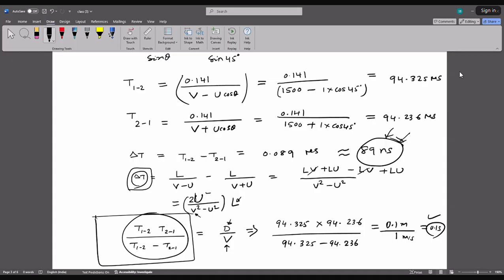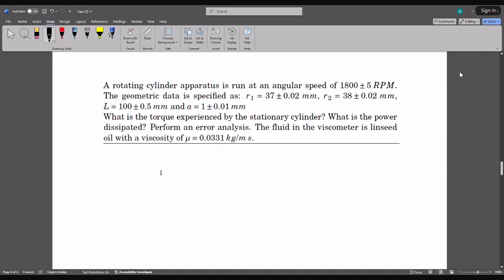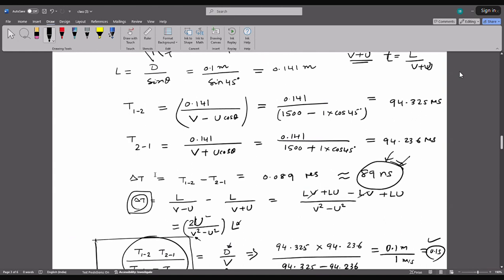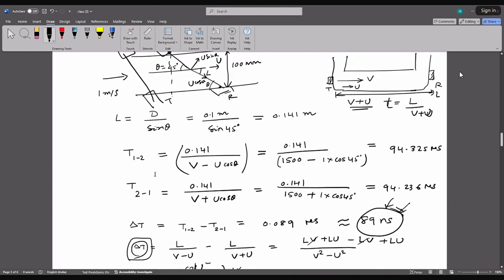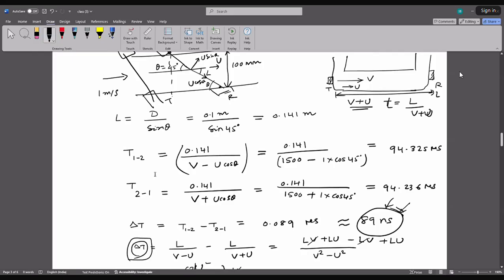Okay, so if you are okay with this, now I will move on to the next question, which is on viscosity measurement. Just a query in the previous question, sir. In the second derivation, where we have measured delta T equal to L divided by U minus V and L divided by U plus V, basically here we are assuming that the receiver and the transmitter are not at an angle with the flow, right?